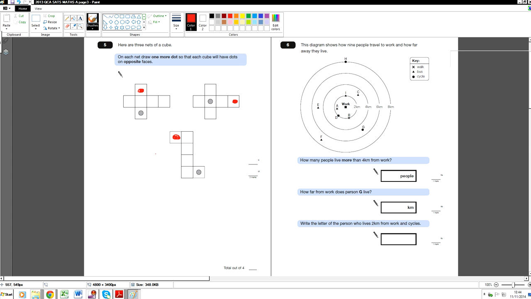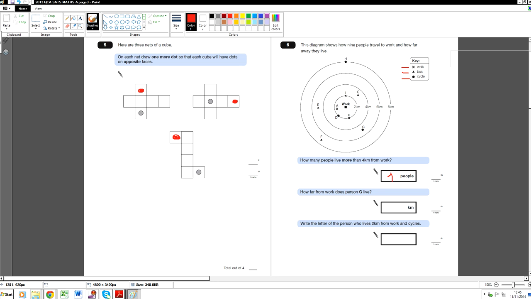Okay, question number 6 now. The diagram shows how 9 people travel to work and how far away they live. So we have a key over here. We have walking, bus, and cycling. So 3 different symbols. Now, there's the workplace. How many people live more than 4 kilometers from work? So more than 4 kilometers means outside this circle here. So that's 1, 2, 3, and 4.